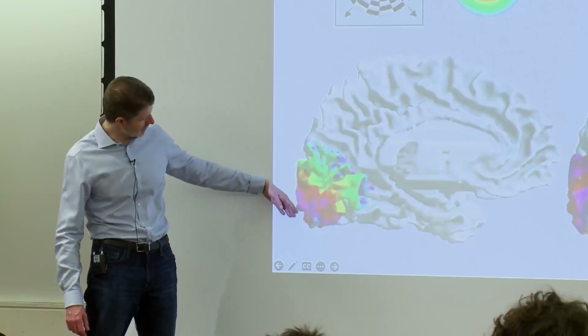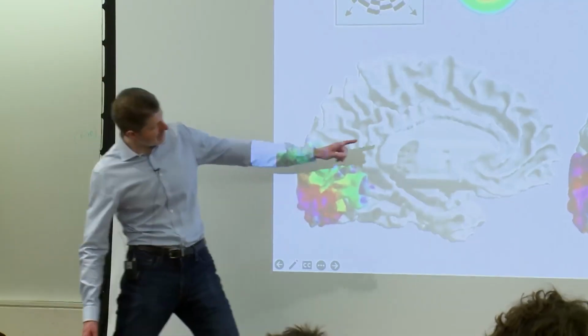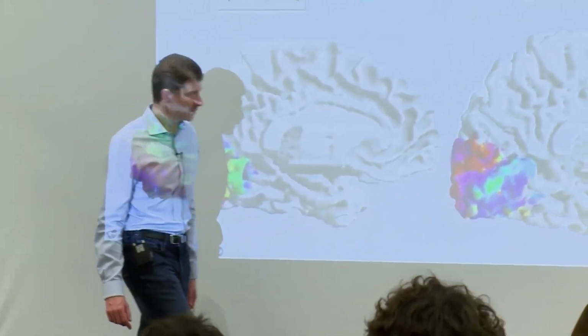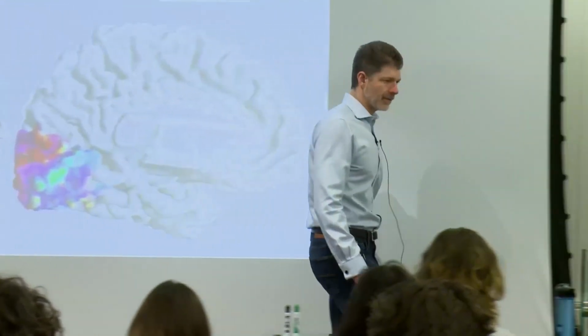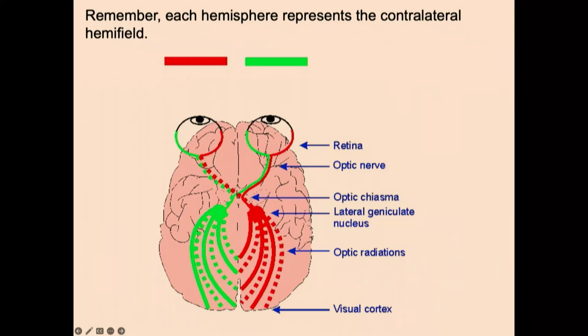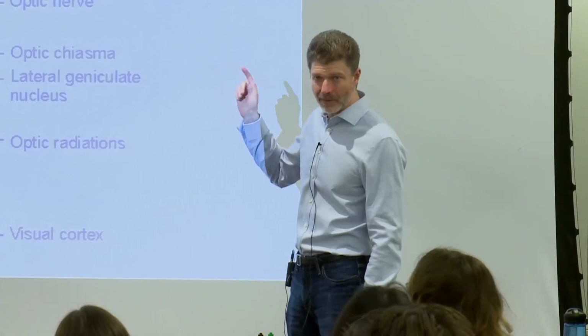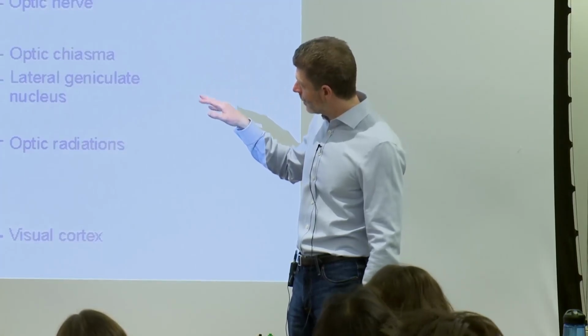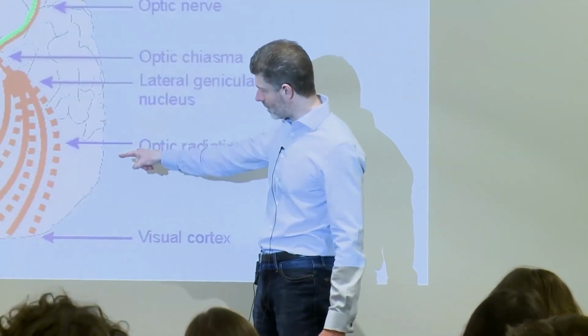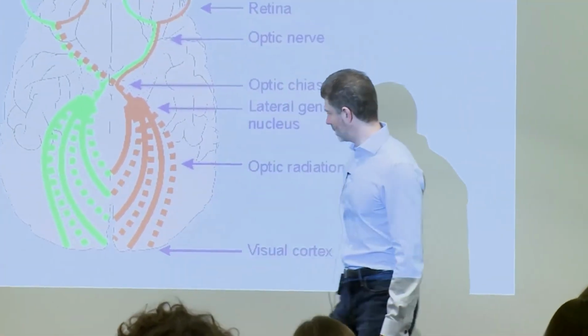And you can see that you get this gradient here. And in this case, as a function of polar angle, you get another gradient that's orthogonal to this. So this is the retinotopic map that we have seen before. We talked a lot about this in the context of primary visual cortex. Remember this diagram, which describes how the two visual fields get mapped onto your visual system. Each eye can see part of both visual fields, but the contralateral visual field gets mapped, I should say the left visual field gets mapped to the right hemisphere, and the right visual field gets mapped to the left hemisphere.